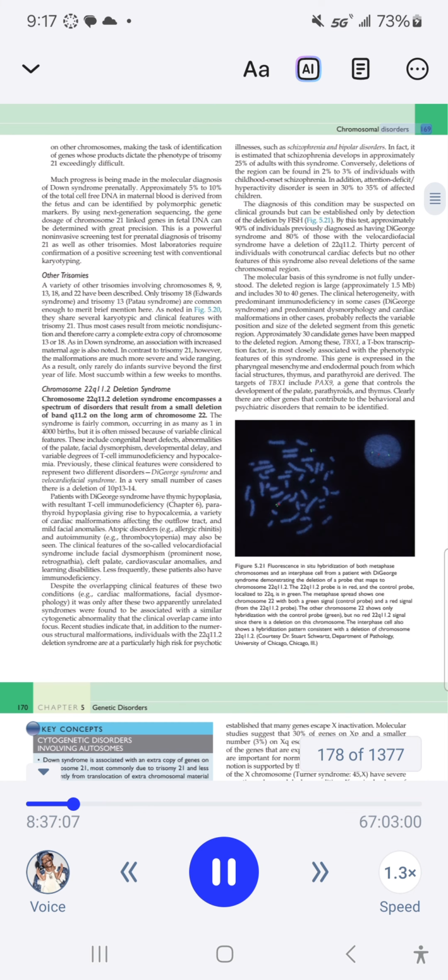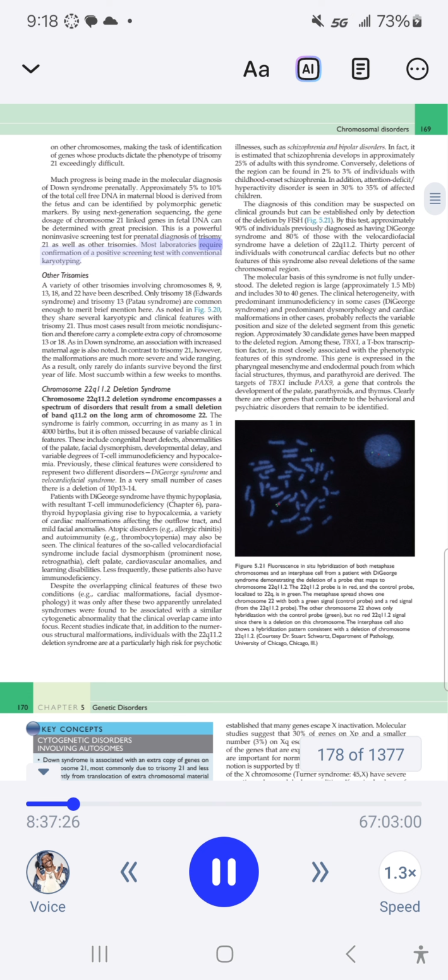Genetic Disorders 169. Genes on other chromosomes make the task of identification of genes whose products dictate the phenotype of trisomy 21 exceedingly difficult. Much progress is being made in the molecular diagnosis of Down syndrome prenatally. Approximately 5% to 10% of the total cell-free DNA in maternal blood is derived from the fetus and can be identified by polymorphic genetic markers. By using next-generation sequencing, the gene dosage of chromosome 21 linked genes in fetal DNA can be determined with great precision. This is a powerful non-invasive screening test for prenatal diagnosis of trisomy 21, as well as other trisomies.